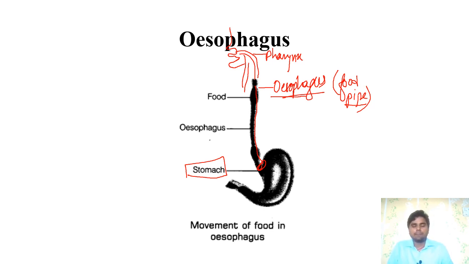Okay, and there is no such digestion in oesophagus. As we have seen the digestion in our mouth, that it has the digestion of starch, but in oesophagus there is no such digestion. Simply food from our mouth or buccal cavity enters into the stomach. Okay, now you can see here the process through which it is moving down.